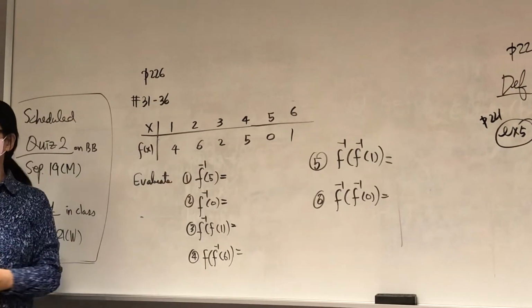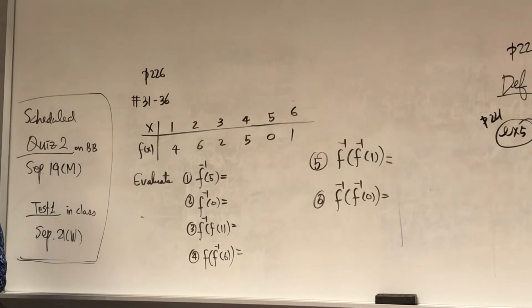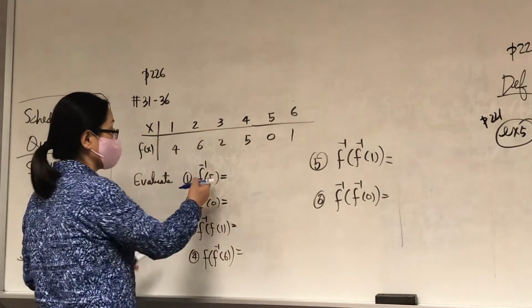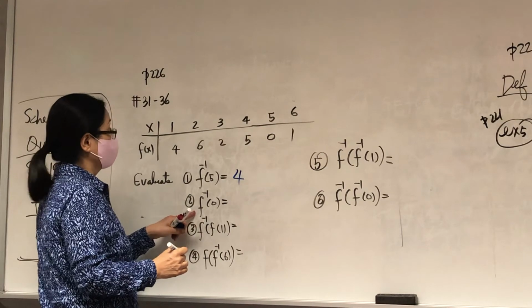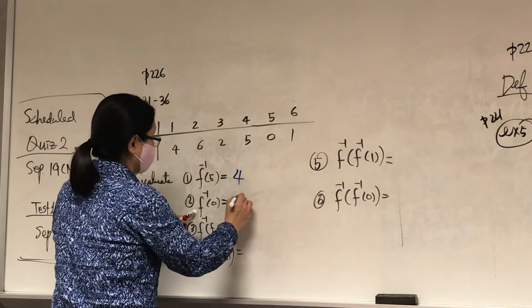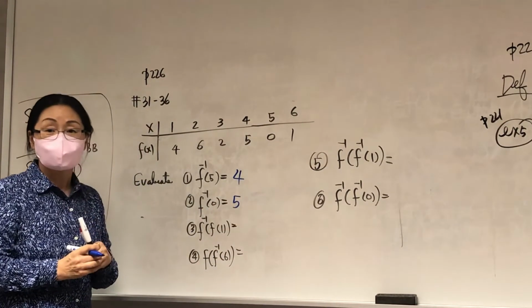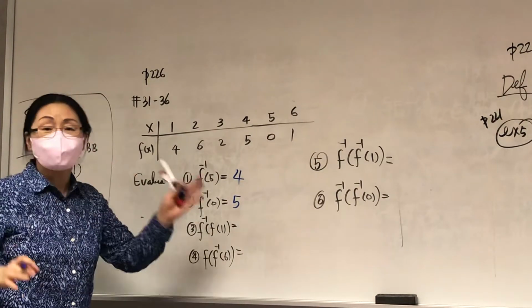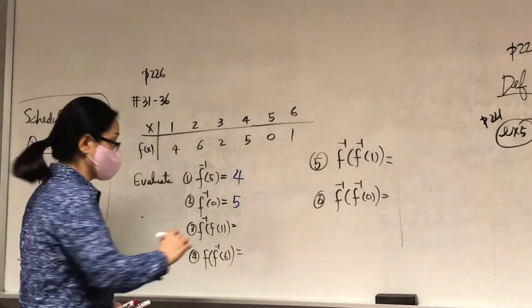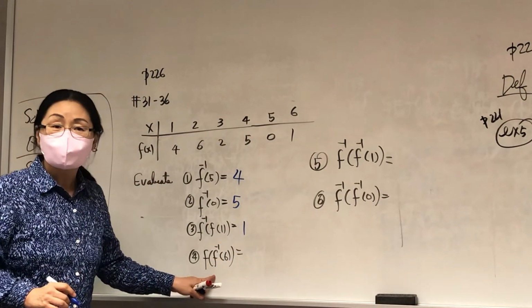This 5 is x value or y value? Y value. So what is the f inverse of 5? 4. How about this? Okay, wait. You said y value, 5? Yes. Here, f and f inverse. What is your answer? Don't need to do anything. What did you answer? 1. Good. What about this? 6. Yeah.